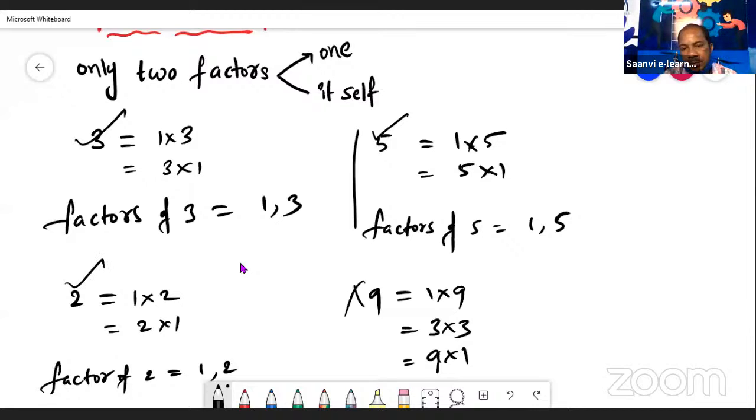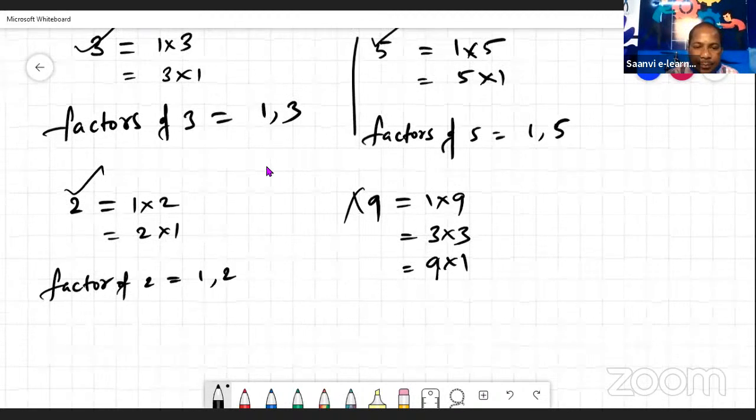But if we observe the number 9, it has 1 and itself, and other factors are also there. It means more than two factors are there here. So 9 is not a prime number. Like this, if a number has only two factors, 1 and itself, it is called a prime number. Okay, so this is the concept about prime numbers.